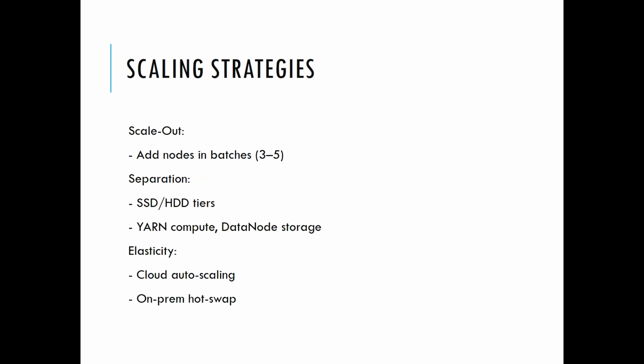Scale out deliberately. Add nodes in batches of 3 to 5 so block placement stays balanced. Separate hot SSD tiers from colder HDD pools and, when using YARN, isolate compute from storage if workloads demand it. In the cloud, enable auto-scaling. On-premise, design racks for quick hot swap expansion.